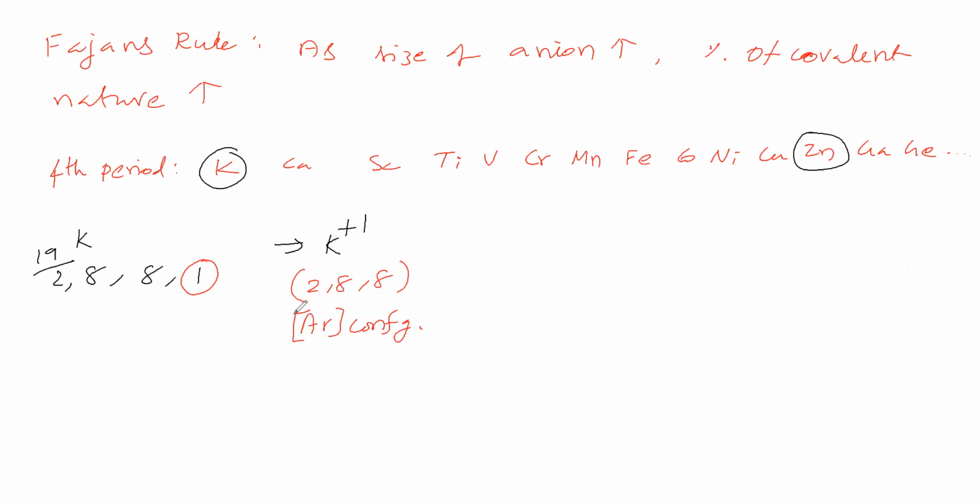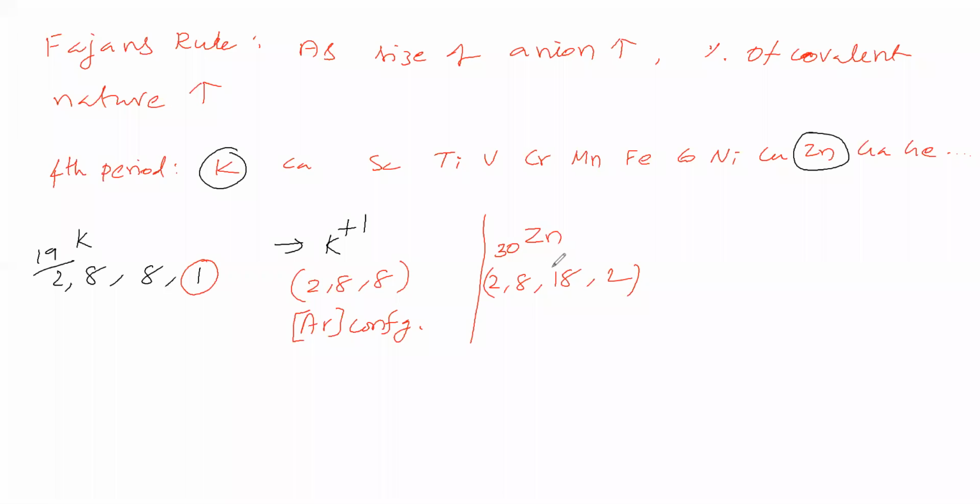So, next we will take zinc. Zinc atomic number is 30. Electronic configuration is 1s2, 2s2, 2p6, 3s2, 3p6, 3d10, 4s2. This is the electronic configuration of zinc.